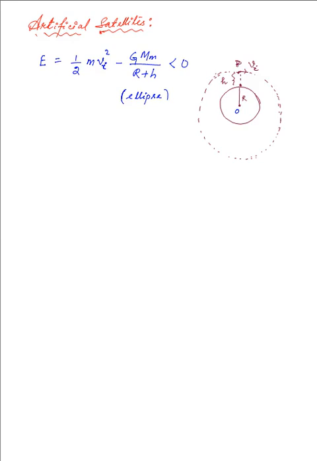Now from this relation, what we get is that this half m vi squared term will be less than this term, that is GMm divided by R plus h. The m's can get cancelled out, and we therefore have vi squared less than 2 times GM divided by R plus h. So this is the condition that we get in the case that the total energy is negative. Now the total energy determines the size of the semi-major axis.